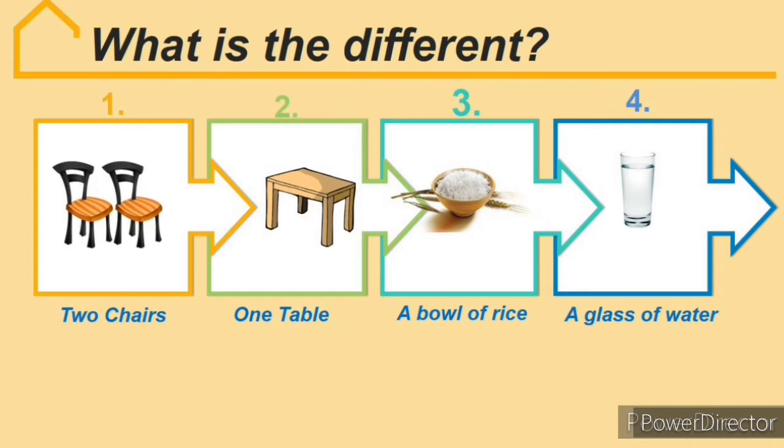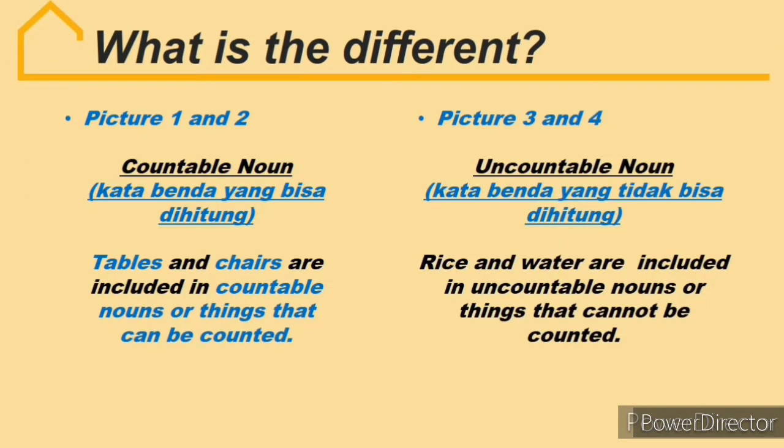So the difference is the picture 1 and 2, there are 2 chairs and 1 table is countable noun atau benda yang bisa dihitung jumlahnya. Karena kursi dan meja adalah benda yang bisa dihitung jumlahnya. While the third and fourth picture, which a bowl of rice and a glass of water, is uncountable noun atau kata benda yang tidak bisa dihitung jumlahnya. Karena nasi dan juga air adalah benda yang tidak bisa dihitung jumlahnya. Right? Did you get it?